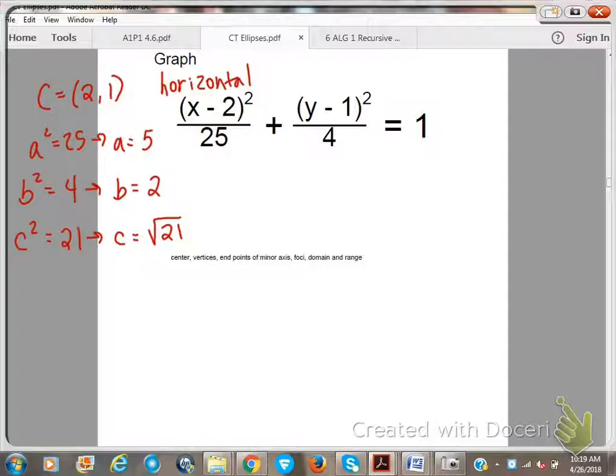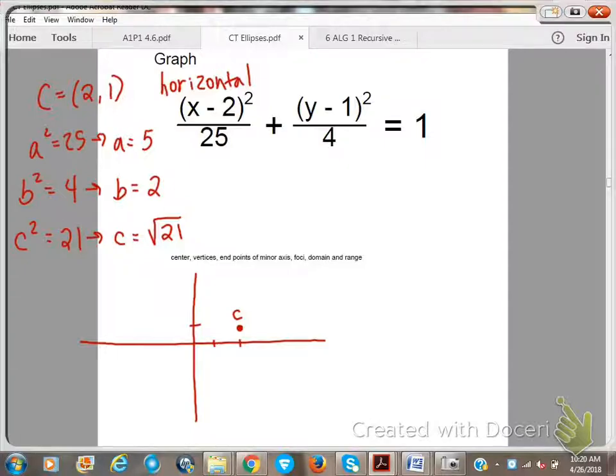Yep. All right. Now let's take a look at graphing this thing. Where should we start? Your center. Good. You have to start from your center. 2, 1. So over 2, up 1. And I'm going to label that as my center just because we're going to end up with lots of points everywhere.